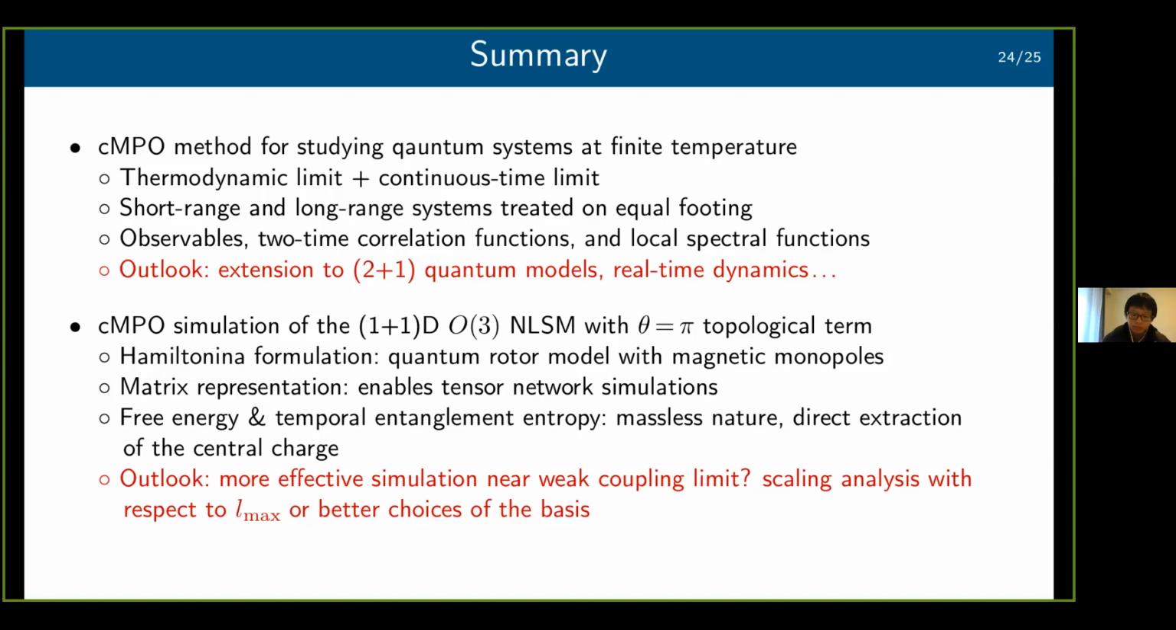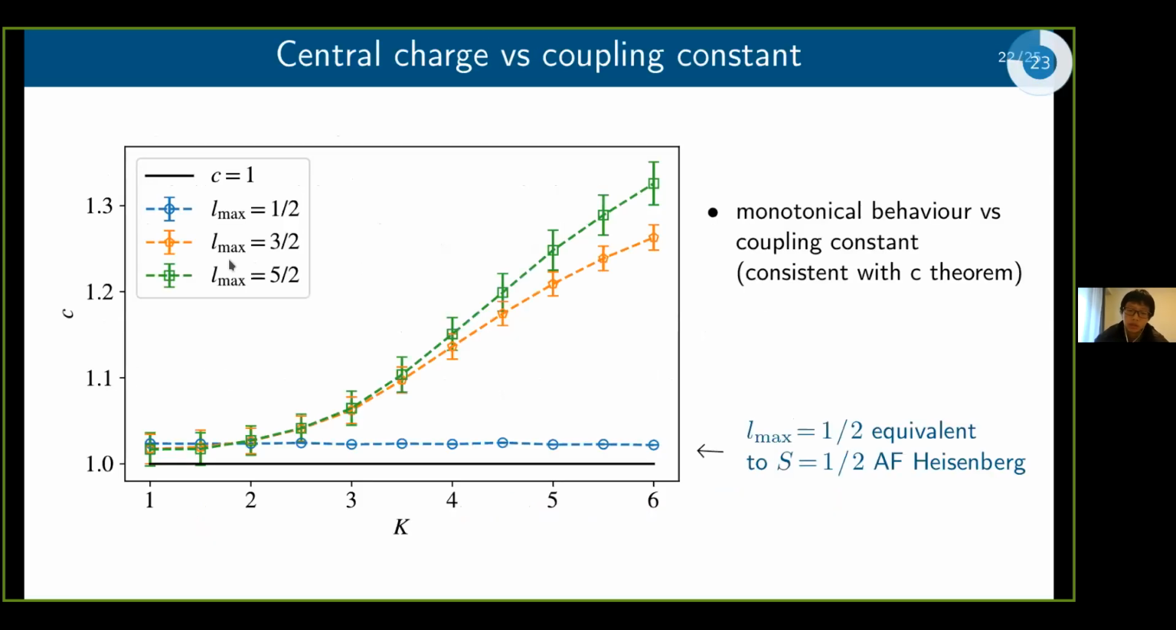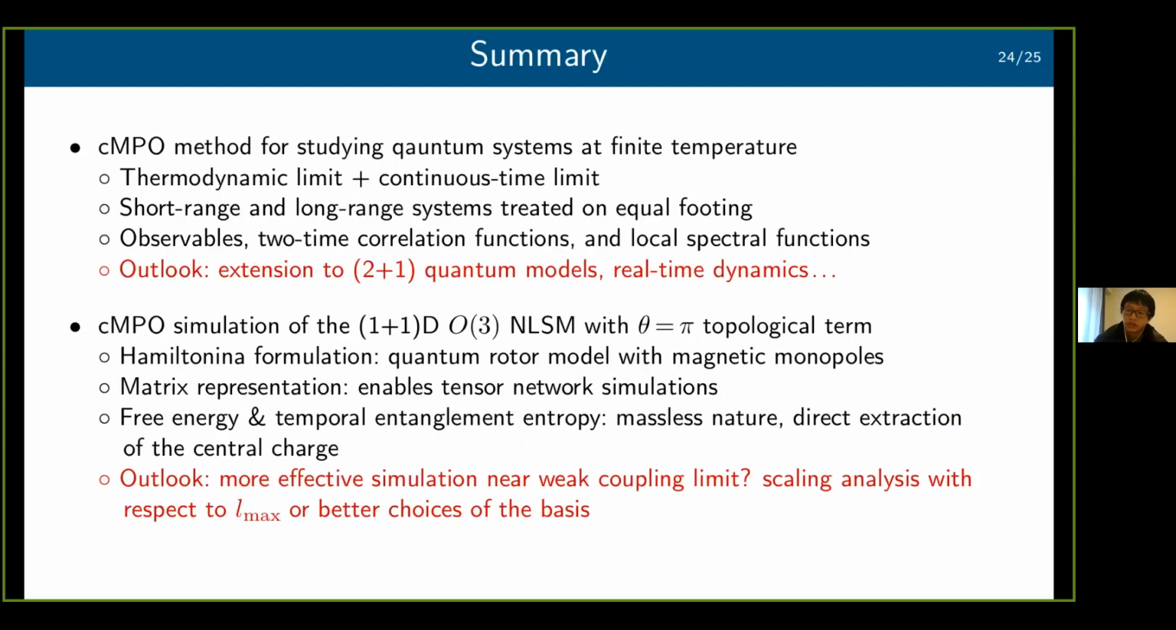And also for the nonlinear sigma model simulation, we can think about a more effective simulation near the weak coupling limit, because you can see that the convergence with respect to the truncation is not very good. There are different ways to do that. Either we can perform some scaling analysis with respect to the L max, or we can come up with better choices of basis at this weak coupling limit.